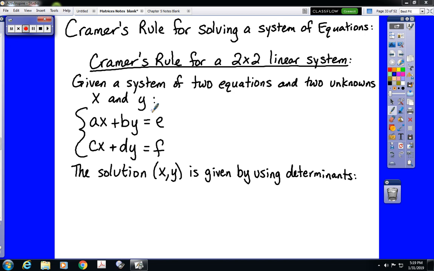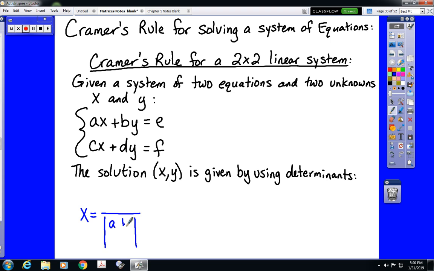And what he discovered is that if you have a system of two equations and two unknowns, x and y, written in standard form, so ax plus by equals e, cx plus dy equals f, where a, b, c, d, e, and f are real numbers, then the solution, x, y, can be found using determinants. What we do is we're going to divide two different 2 by 2 determinants. The bottom determinant will be the determinant of what's called the coefficient matrix.